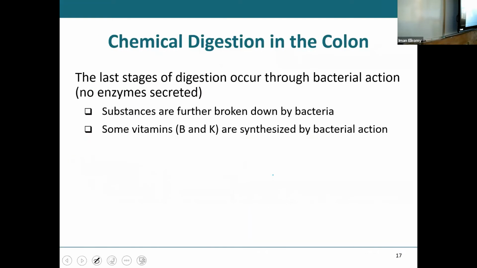So that is my mechanical. Chemically, what's happening? It's all bacterial. There are no enzymes in the colon, no enzymes secreted from the large intestine. So we're going to break down whatever's left by bacteria, and we're going to produce some vitamins like vitamin B and K. All of it's done by bacteria. So you should immediately think colon, bacteria. Whatever's done is done by bacteria.